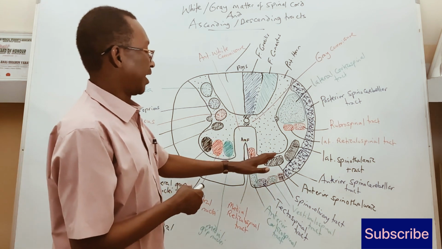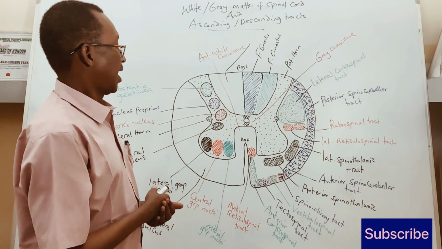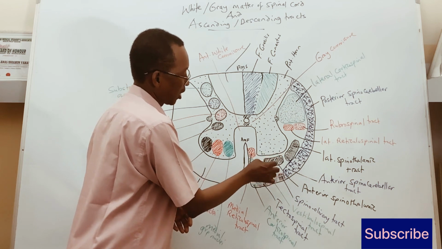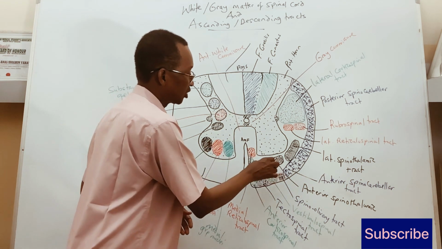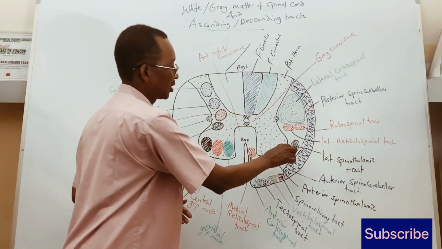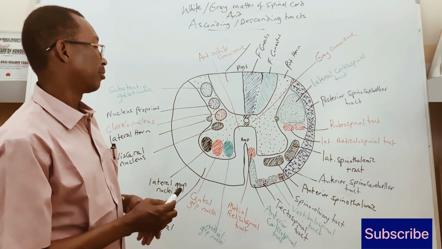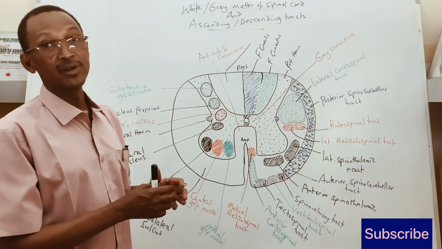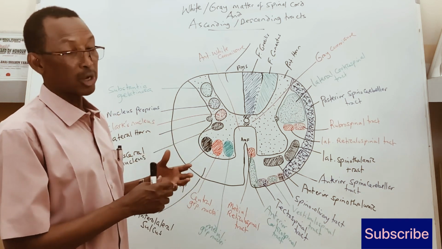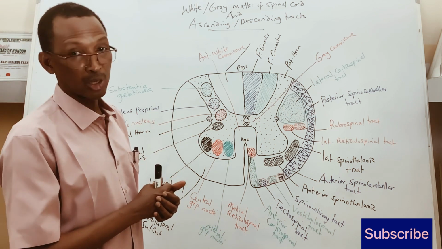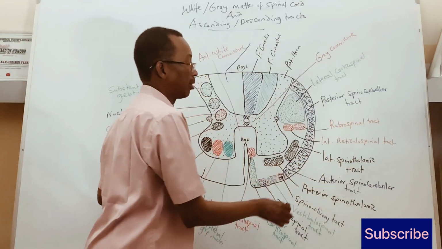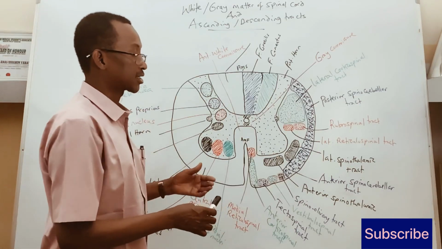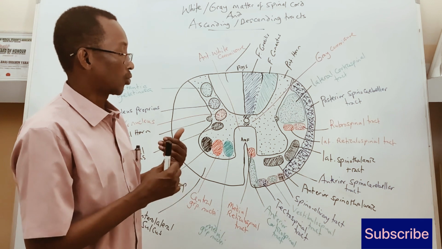So lying anterior to the anterior horn of the spinal cord, we have the ascending tracts. So we have what is known as the anterior spinothalamic tract, and lying lateral to this is the lateral spinothalamic tract. Remember that both the anterior and the lateral spinothalamic tracts carry sensory information ranging from crude touch and pressure, as well as pain and temperature. So the lateral spinothalamic tract, if you can remember, carries information with regard to pain and temperature, while the anterior spinothalamic tract carries the information for crude touch and pressure.